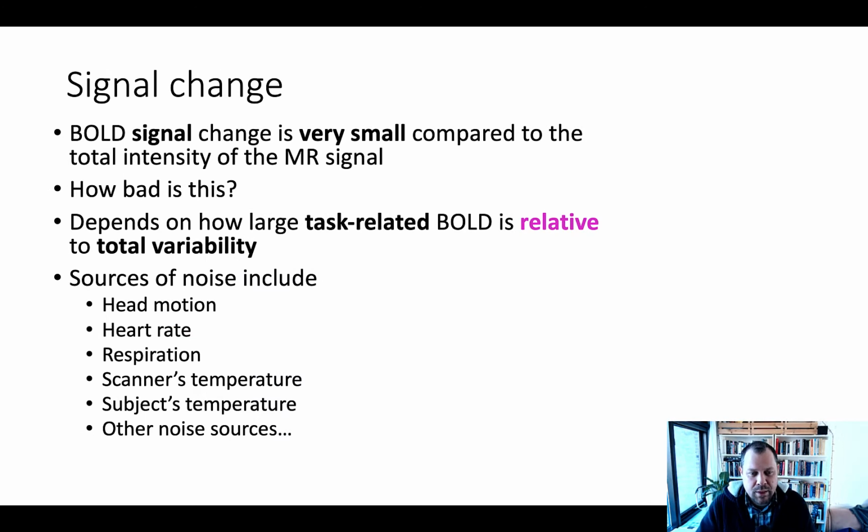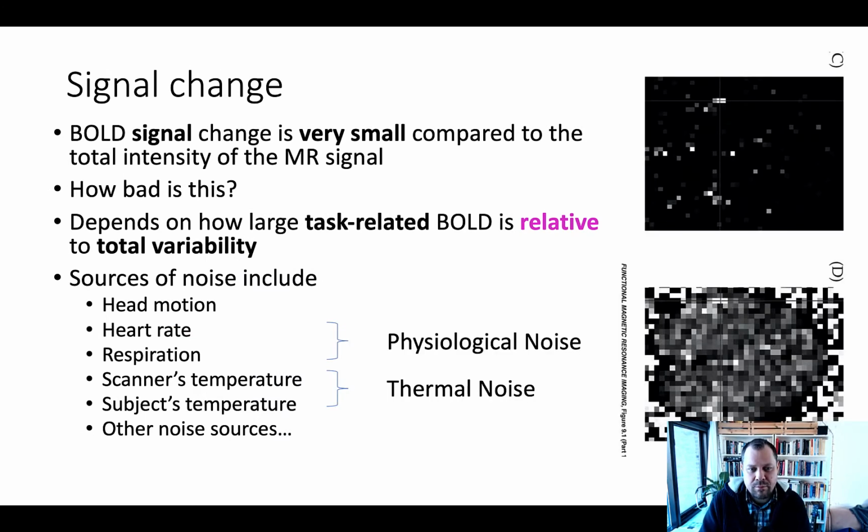So we've seen now that there's a lot of noise and very little signal when it comes to the BOLD signal. The BOLD signal change is very small when we look at task-related brain activity, especially compared to the total intensity of the MR signal. And the noise around it is also relatively large. How bad is this really? Well, if you look at this image here, it might give you a good impression of how bad this is. So there's actually more signal change around the brain than in the brain, whereas you can still identify the hand areas here.